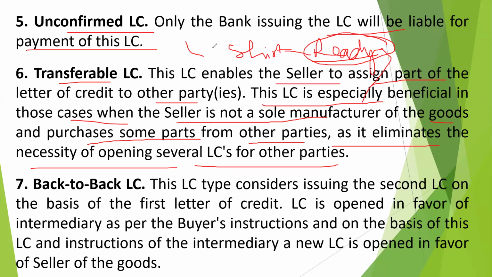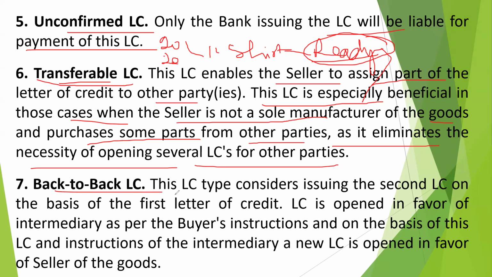Okay, suppose he is getting an LC for $1 lakh. So he will transfer the LC like $20,000 to some trouser making company, $20,000 to some fancy dress making company. So in this way, he can do the transferable LC.